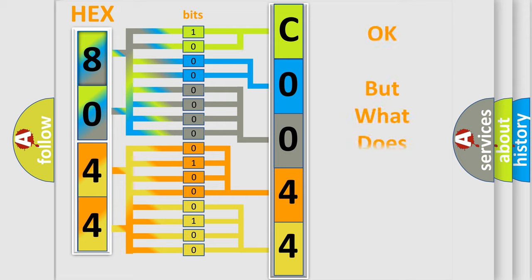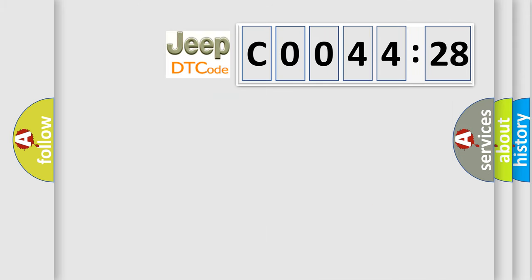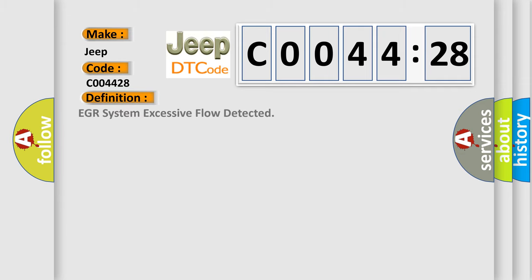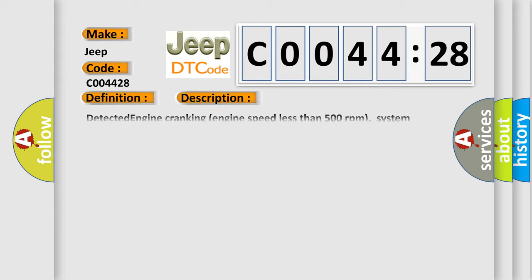The number itself does not make sense to us if we cannot assign information to what it actually expresses. So, what does the Diagnostic Trouble Code C0044-28 interpret specifically for Jeep vehicles? The basic definition is EGR system excessive flow detected. And now this is a short description of this DTC code.